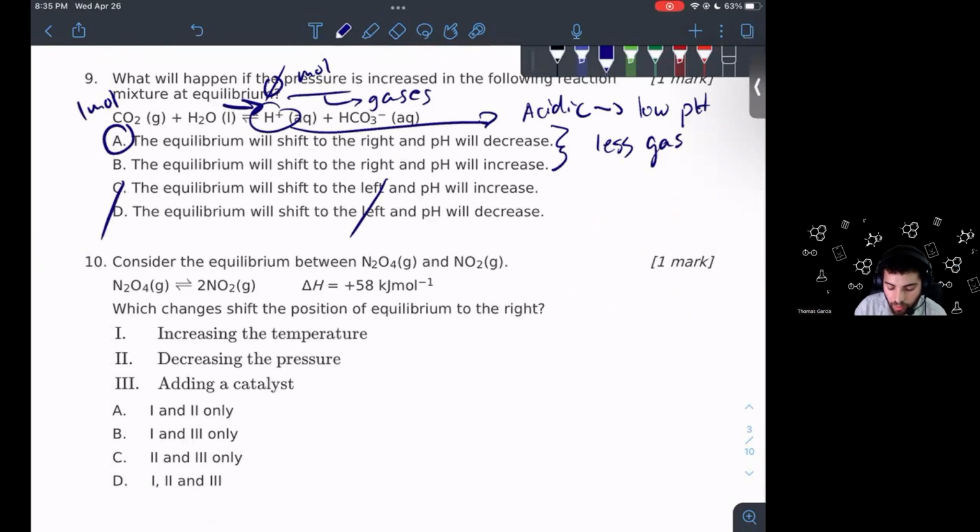All right, consider the equilibrium between N2O4 and NO2. Once again, always looking at delta H first thing. This is endothermic.